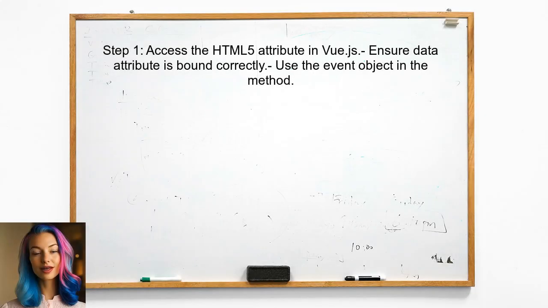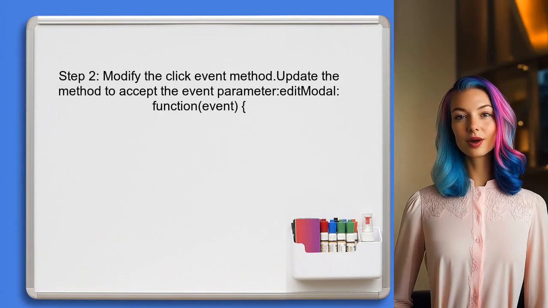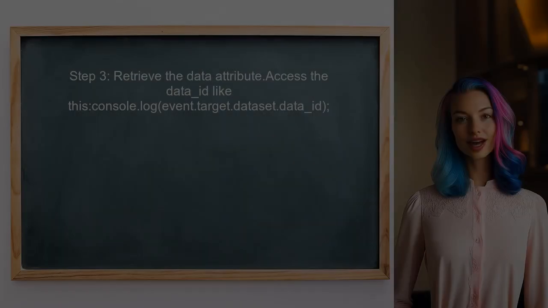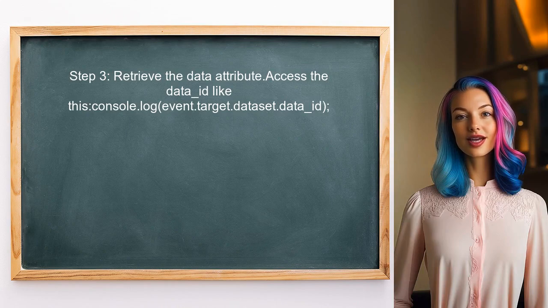To access the HTML5 attribute in Vue.js, the user should first ensure that the data attribute is correctly bound to the Vue instance. In this case, we will use the event object to retrieve the data attribute. Next, the user should modify the clickEvent method to accept the event parameter. This allows the user to access the target element and its attributes directly. Now the user can retrieve the data attribute using the event parameter. Specifically, they can access the dataset property of the target element to get the value of the data ID attribute.